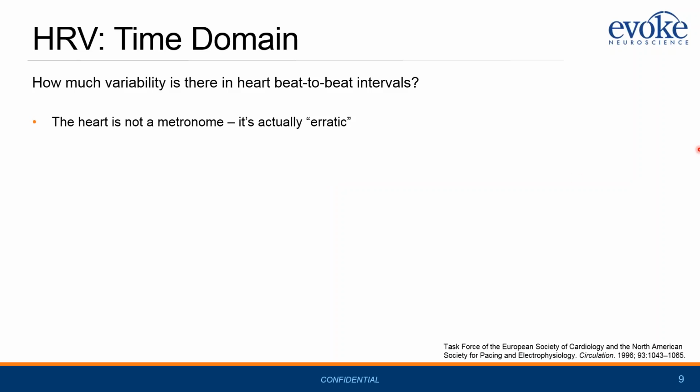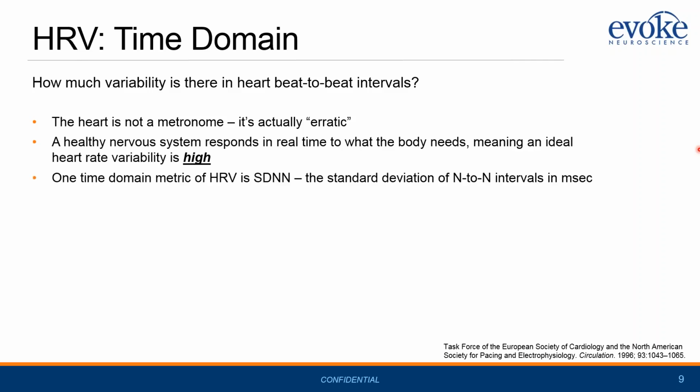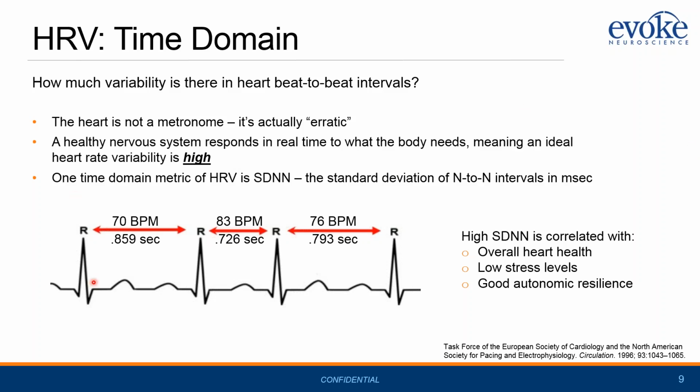Now many patients have the misconception that the heart beats like a metronome, but actually the heart beats erratically, and that's a good thing. A healthy nervous system responds in real time to what the body needs, so an ideal heart rate variability is actually high. There's a lot of variability between each beat-to-beat interval. So one time domain metric of HRV is called SDNN. That stands for the standard deviation of NN intervals in milliseconds. Basically, it looks like this in a graph form.